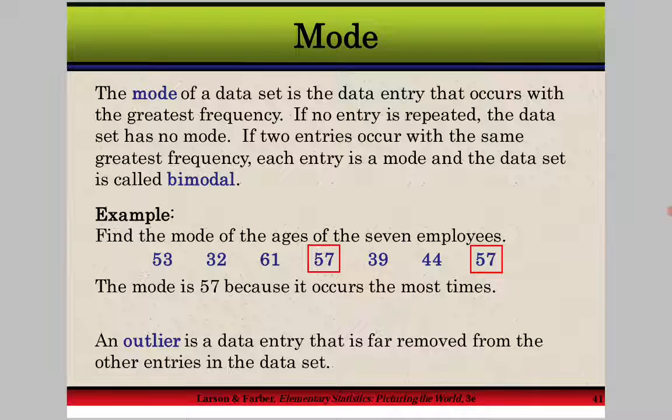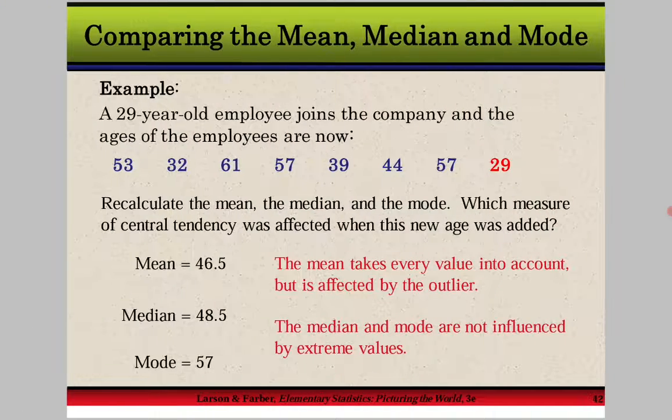So what is a mode? Mode of the data is simply the entry that occurs with the greatest frequency. If no entry is repeated, meaning there are no repeated values in the given set of data items, there is no mode. And if some items are repeated, the mode is considered as the data item repeated the maximum number of times in a given set of numbers or data or information.